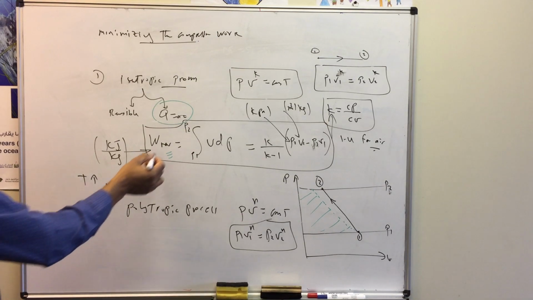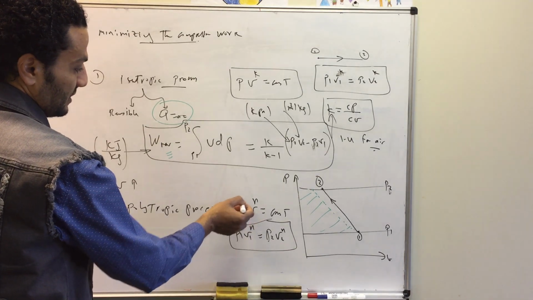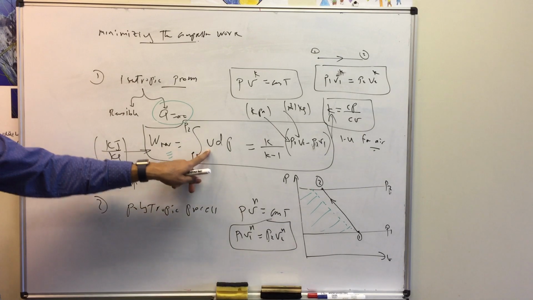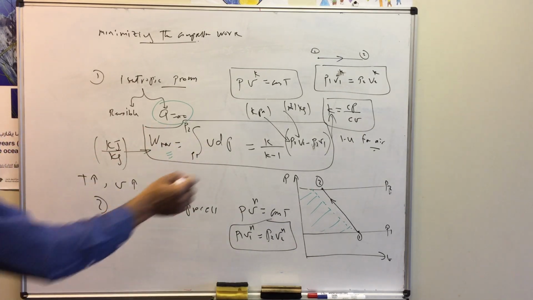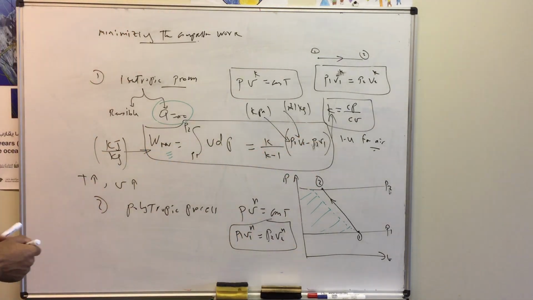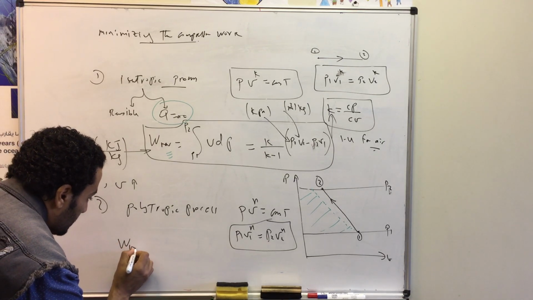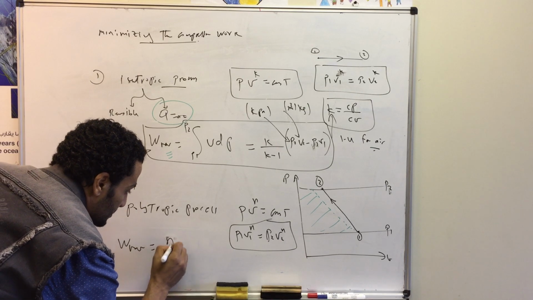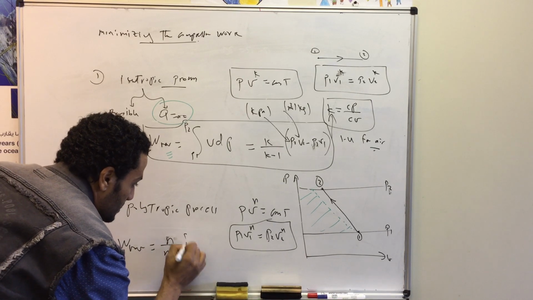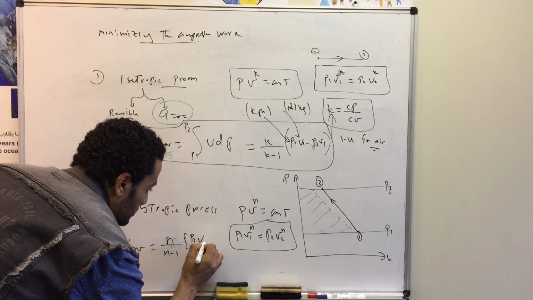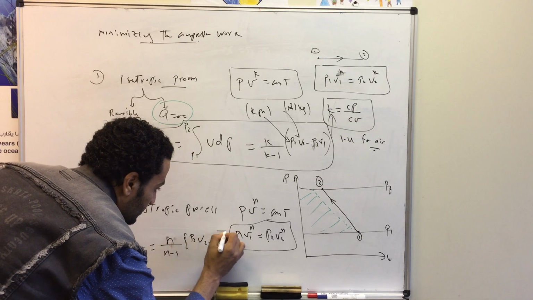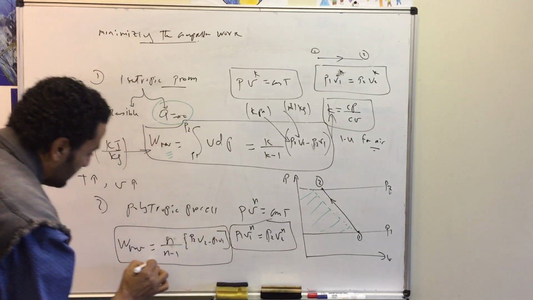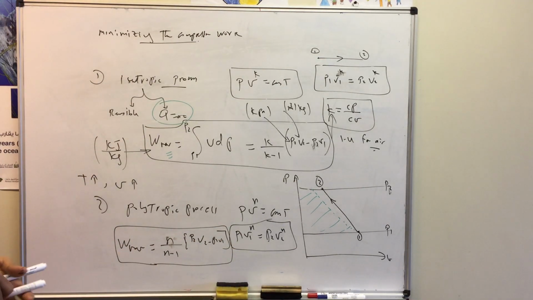Similarly, we can get the pressure as a function of volume, then substitute in this integration and do the integration. We can get a very similar relation to this one. In this case, the reversible work to the compressor will be equal to, instead of k, n: n over n minus 1 multiplied by P2 V2 minus P1 V1. And this is the work when the process is polytropic.